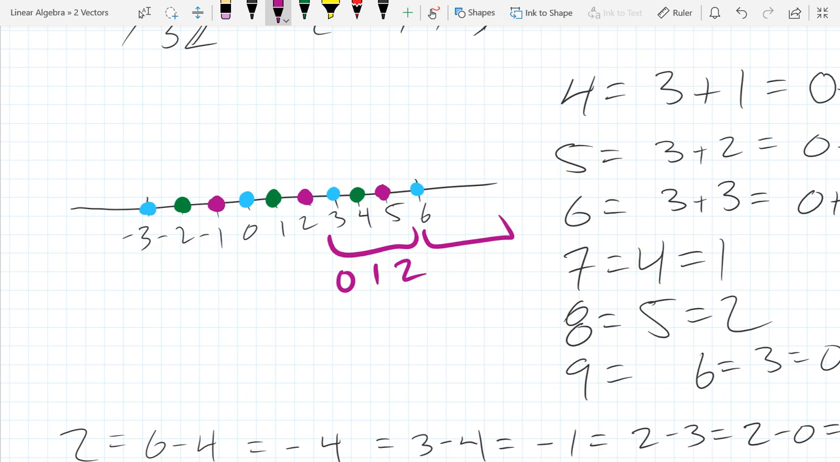And that pattern, oops, whoa, I already messed it up. 0, 1, 2, 0, 1, 2, 0, 1, 2, 0, 1, 2. It just repeats forever, and repeats, of course, in the negatives in a weird way. We don't normally do negative 1 divided by 3, but the pattern does keep going right there.